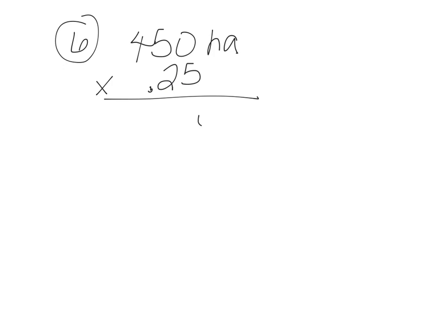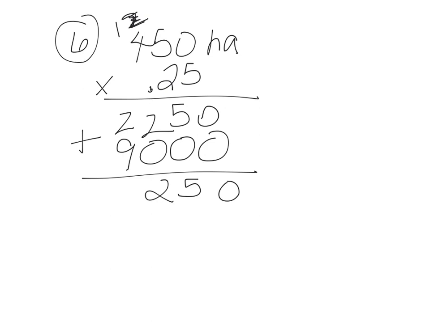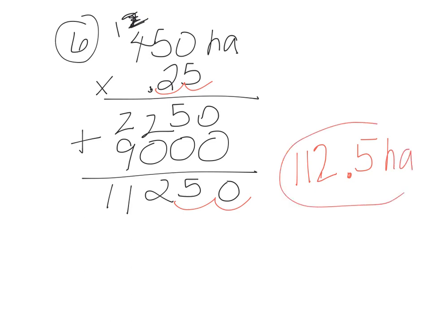And we can go ahead and do our math here. Alrighty. And like that. And then we're going to add them together. And then our decimal, we have 1, 2, so we need 1, 2. And so the answer is 102.5 hectares.